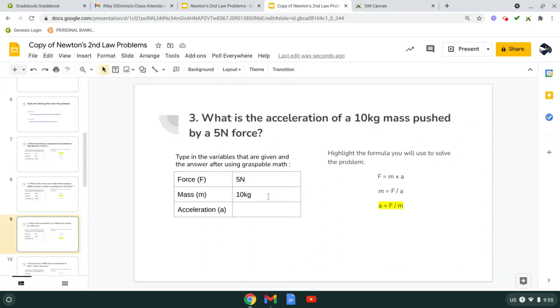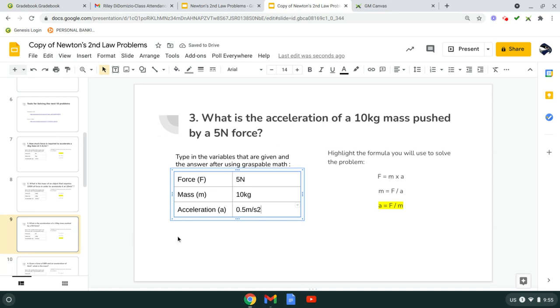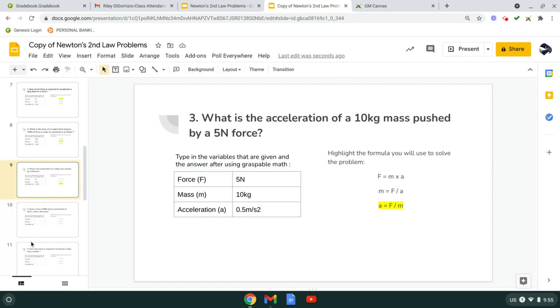So I go back over here. My acceleration is 0.5, and the unit for acceleration is m/s squared. Pretty simple. Okay, so 2 more examples.